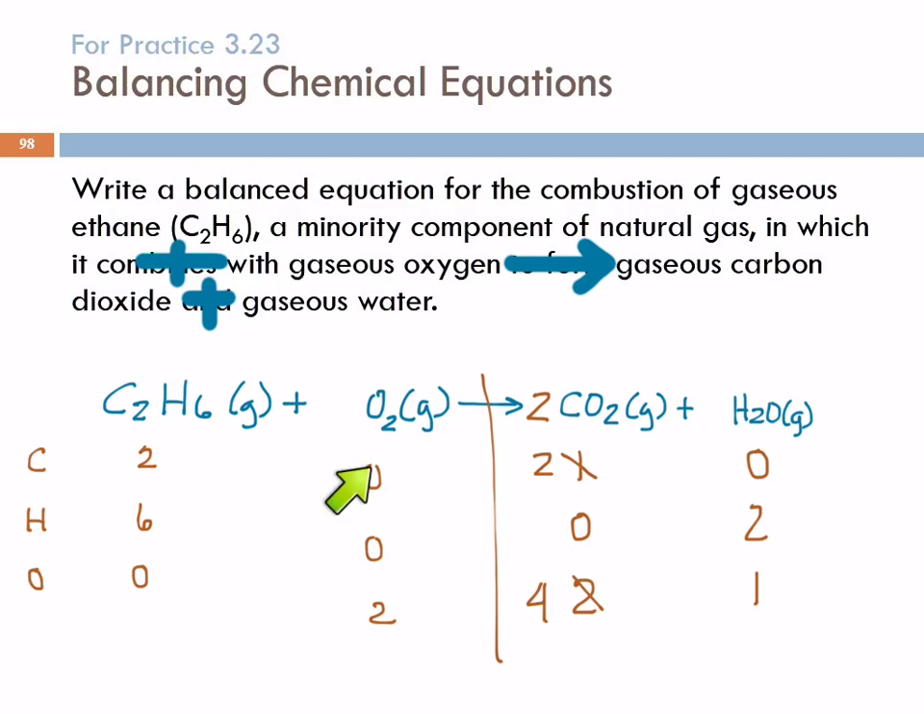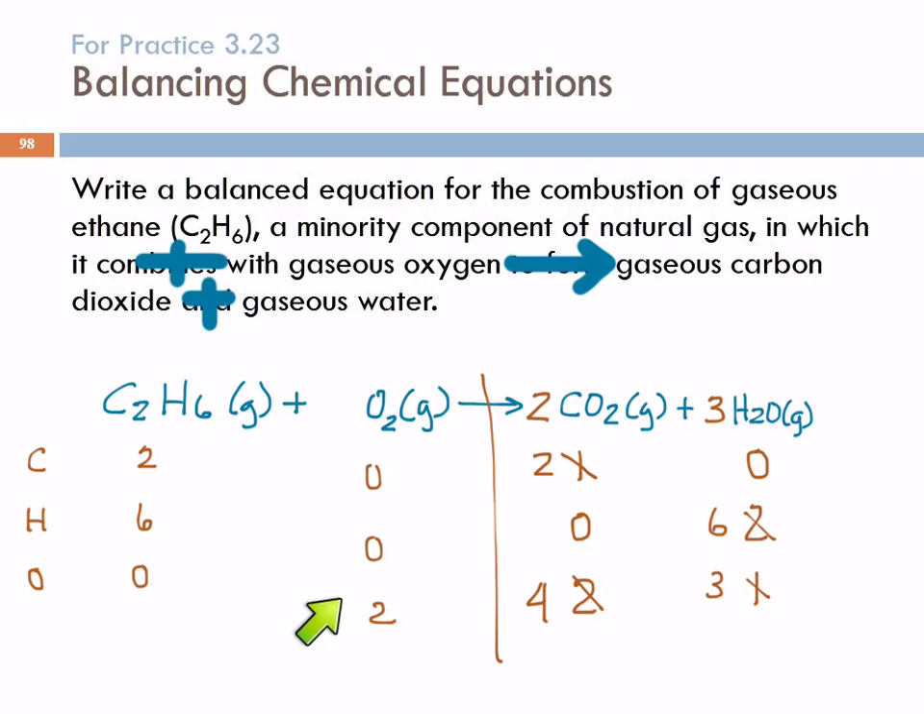So now the carbons are balanced. 2 on this side, 2 on that side. Hydrogen. I've got 6 on the left side, and I only have 2 on the right side. How can I fix that? I'll put a 3 in front of water. If I have 3 water molecules, then I'll have 6 hydrogen atoms, and then I'll also have 3 oxygen atoms. Fixing that did not mess up the first line, so I don't need to go back and revisit what's going on with carbon. And now I'm going to look at the bottom.